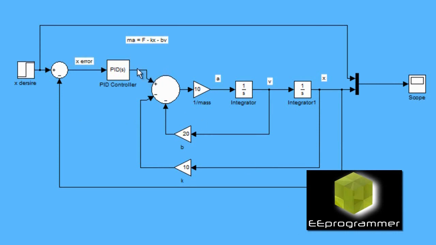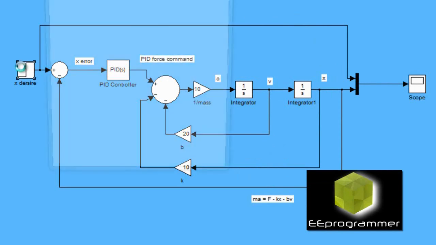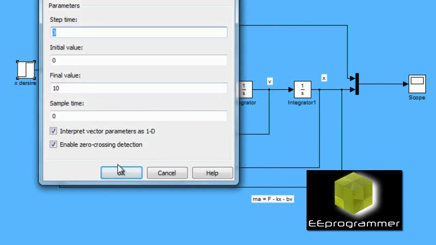The output of the PID controller is equal to the force value, the force input value. And that will be put back to the second order system, replacing the original F, and that is the new force command. And you can see the equation is MA equals F minus KX minus BV.